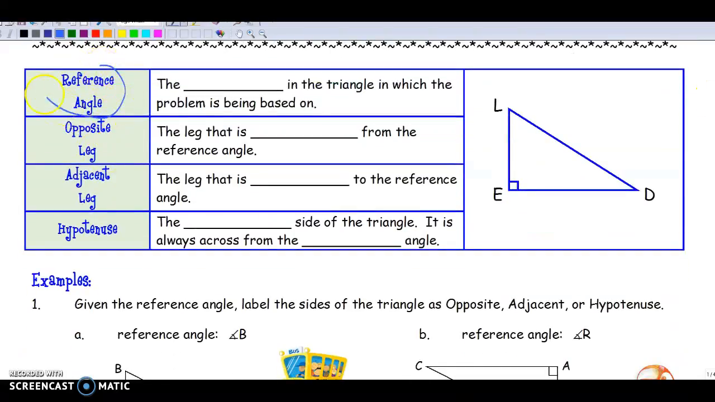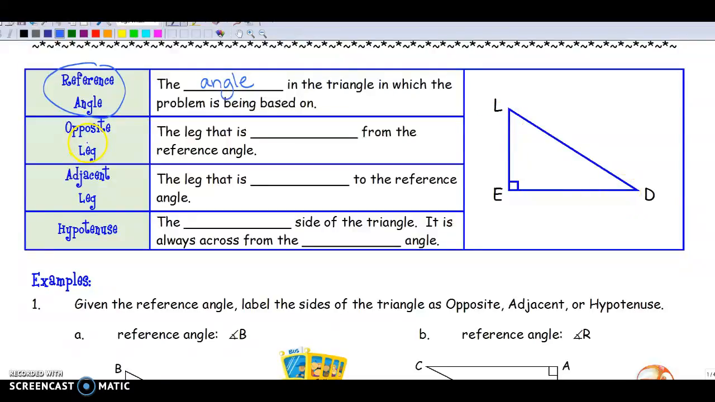One of them is called a reference angle. The reference angle is the angle in the triangle in which the problem is being based on. Typically, the reference angle is going to be one of the acute angles. Either in this triangle, it would be like angle L or angle D.